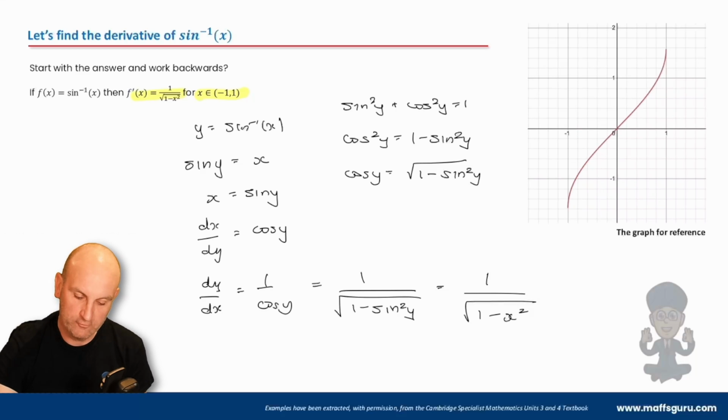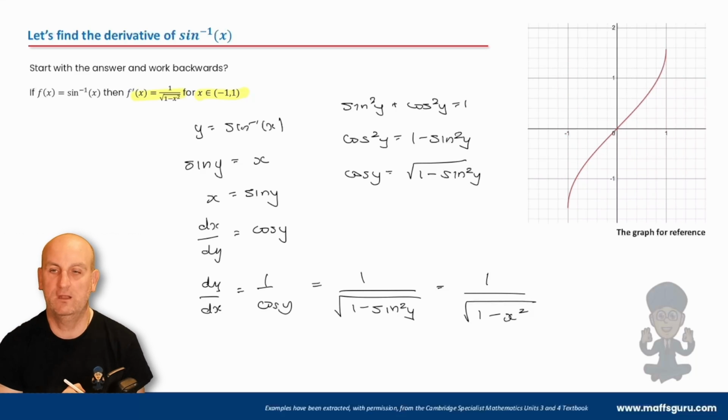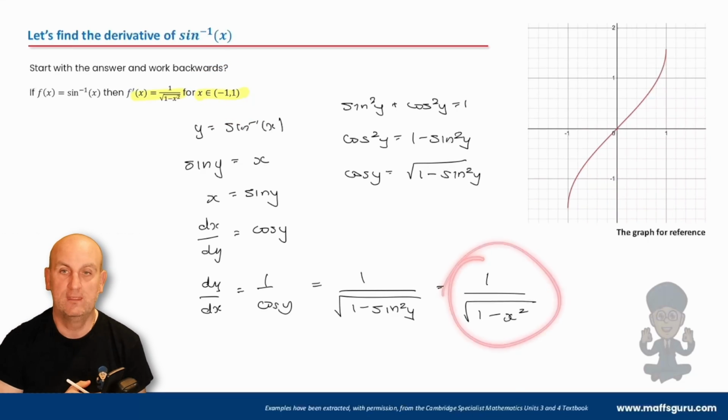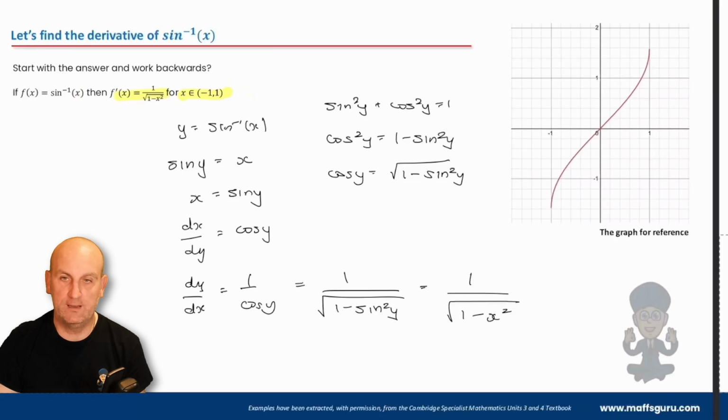Why? Because, again, if I draw this graph, what do we notice? Well, sine to the minus 1 of x is only defined between the values of minus 1 and 1. So we have to make sure we understand those restrictions because it may come in handy here. All right, so there we go. So that's formula number 1.